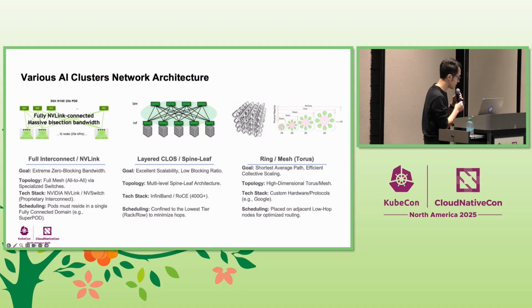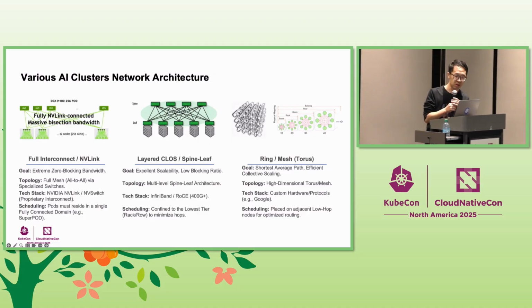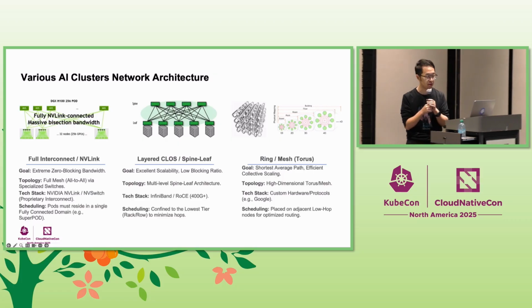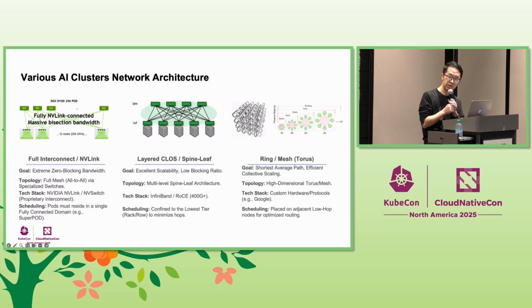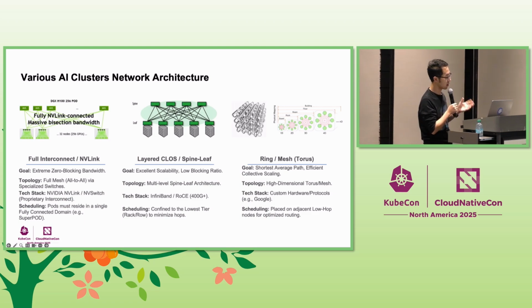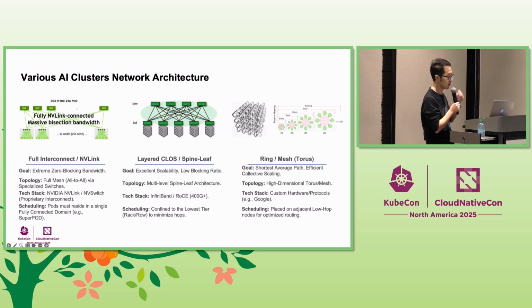Maybe this will not represent all, but I think they are good examples. For NVIDIA, we have seen fully interconnected AI clusters, for example the NVLink, trying to get very high bandwidth with a zero-blocking network. Some companies prefer to design the network by themselves, still reusing the spine-leaf idea and integrating with InfiniBand, and also RDMA over Ethernet, RoCE. And we have seen other companies designing their own AI cluster networks.